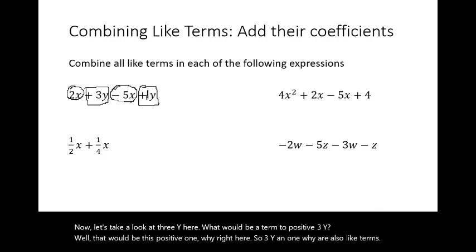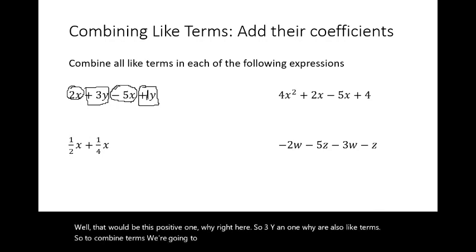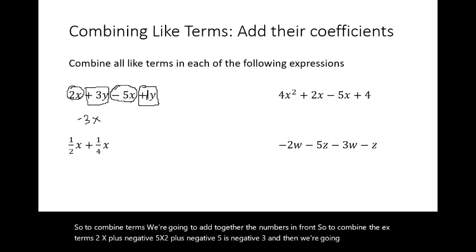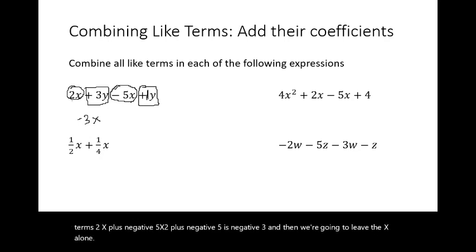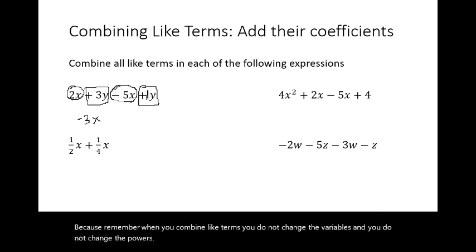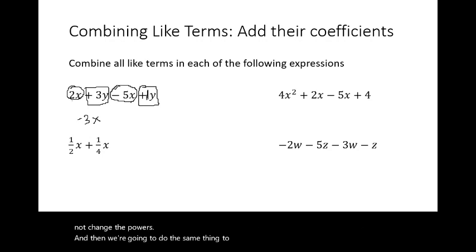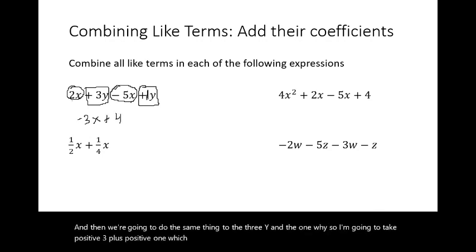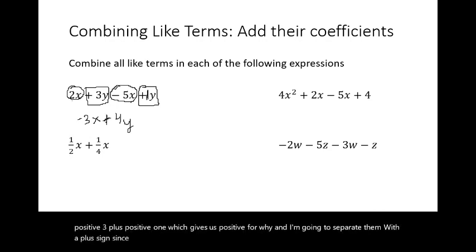So to combine like terms, we're going to add together the numbers in front. To combine the x terms, 2x plus negative 5x, 2 plus negative 5 is negative 3, and then we're going to leave the x alone. Because remember, when you combine like terms, you do not change the variables and you do not change the powers. Then we do the same thing to the 3y and the 1y. Positive 3 plus positive 1 gives us positive 4y. And I'm going to separate them with a plus sign since this 4 is positive.